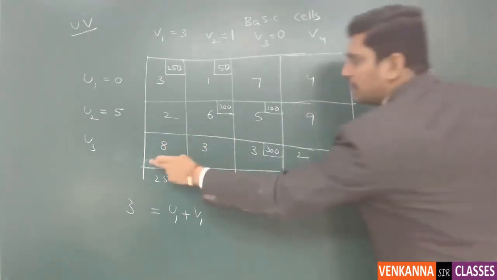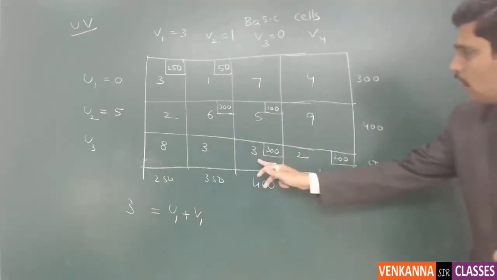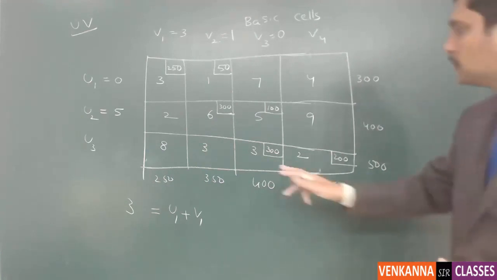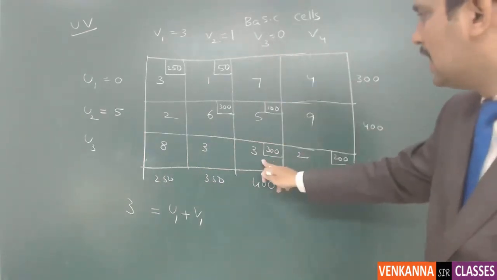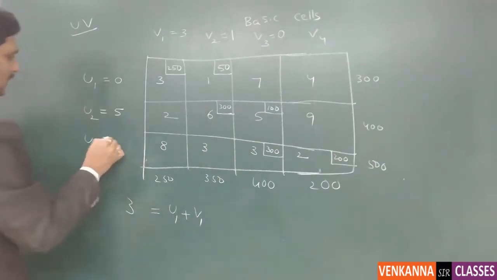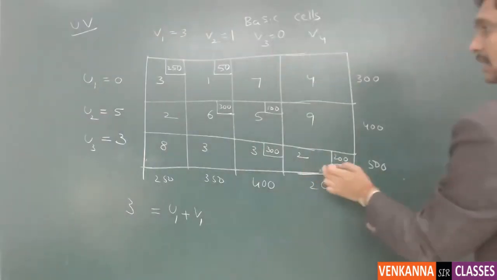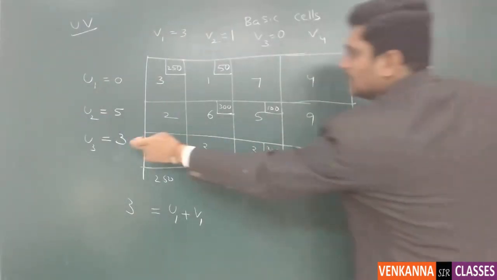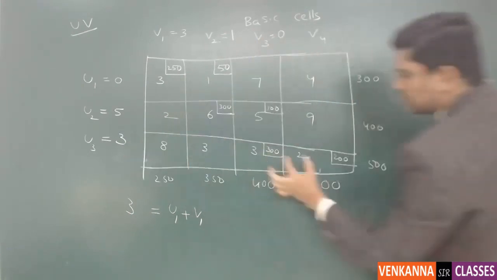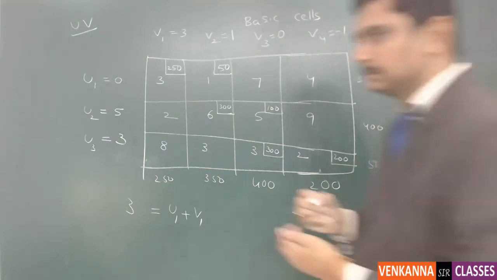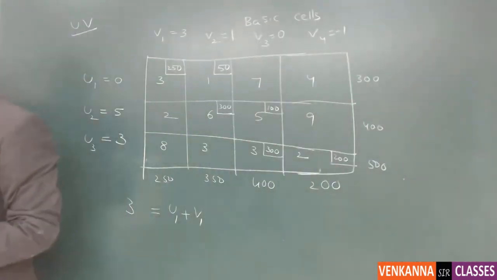Now I am going to the third row. Here I have two allocations. I can go with either of the two. Since this value is known to me, I am getting that u3 is equal to 3. Again, for this one, since the value is 2 here, the sum of these two things must be equal to the cost value. So this must be equal to -1. This is the first step I have done.